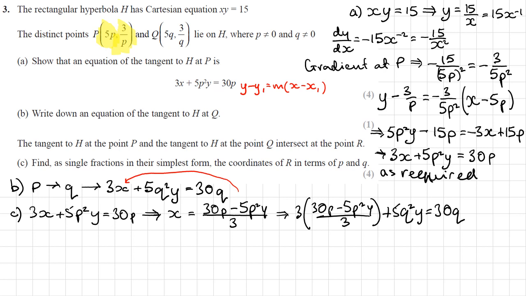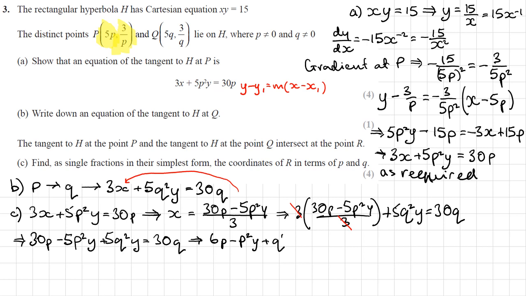So straight away I can see that these 3's are going to cancel out. So that leaves 30p minus 5p squared y plus 5q squared y is equal to 30q. Now I'm going to divide everything by 5. So if I do that, I'll get 6p minus p squared y plus q squared y is equal to 6q.